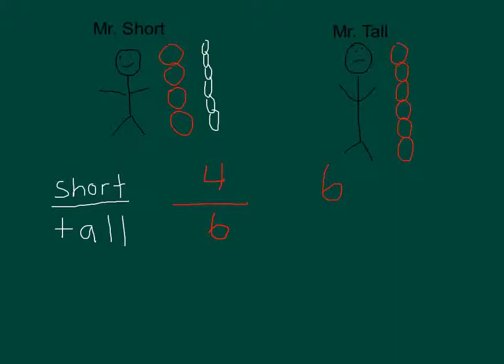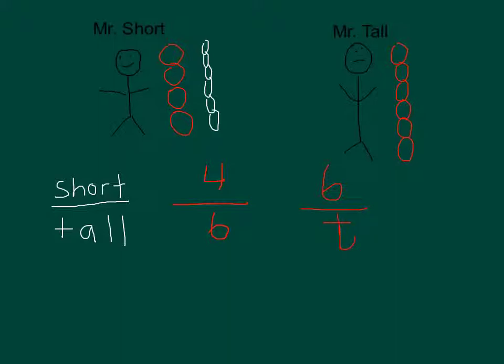I do not know the length of Mr. Tall in paper clips. So what I'm going to do right now is write that as a variable. It's an unknown. I do not know how tall Mr. Tall is, so I'm going to put a letter T for my information right now.